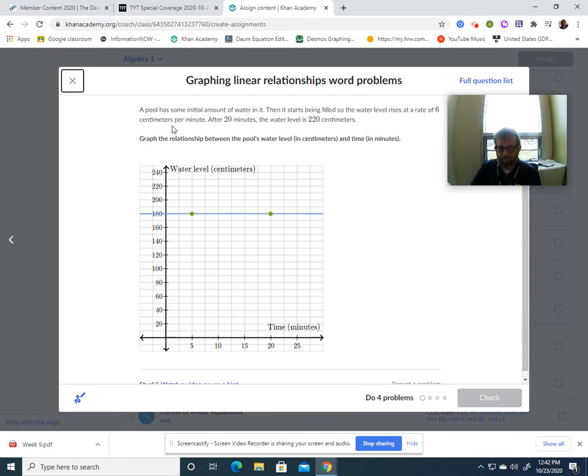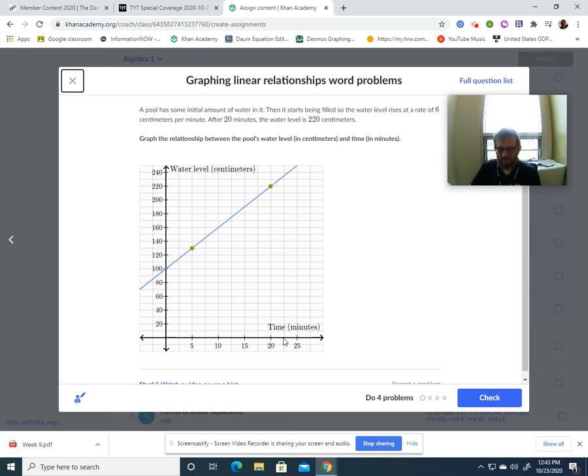Last one. A pool has some initial amount of water in it, and it starts being filled, so the water level rises at a rate of 6 centimeters per minute. After 20 minutes, the water level is at 220 centimeters. Okay, so what they told me was, after 20 minutes, I'm going to use this one, after 20 minutes, this is 20 minutes, we're at 220. Now, it's also telling me that it's increasing at 6 centimeters per minute.